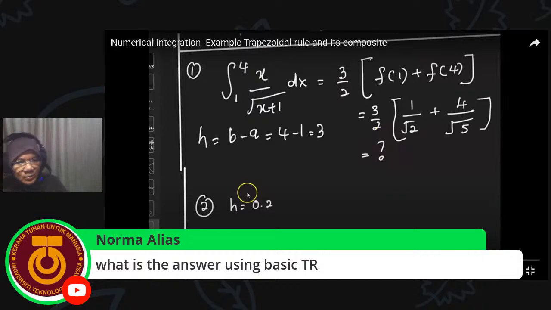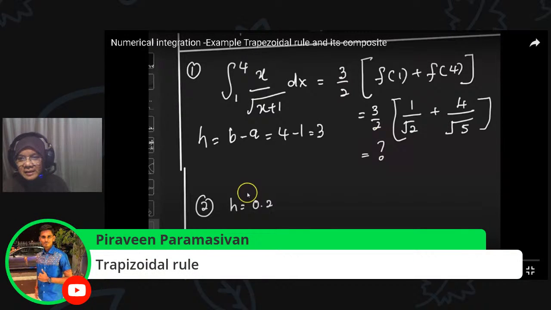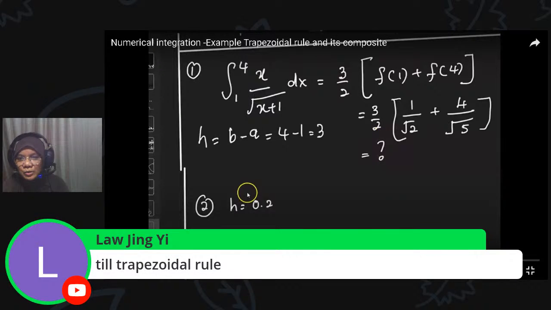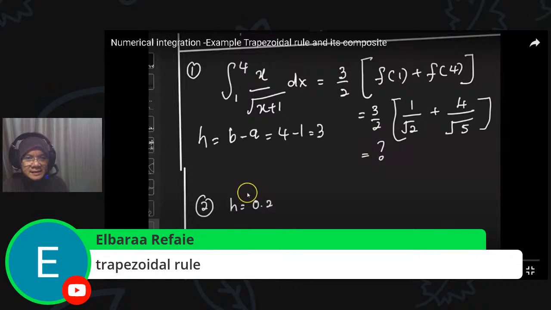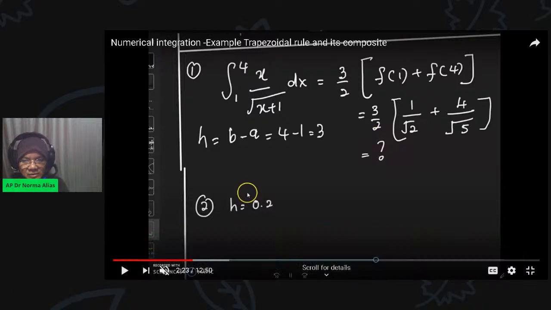Can I get the answer? What is the basic trapezoidal rule? Come on, I get it from the formula. All right, can I get the answer? What is the answer for the basic trapezoidal rule here?